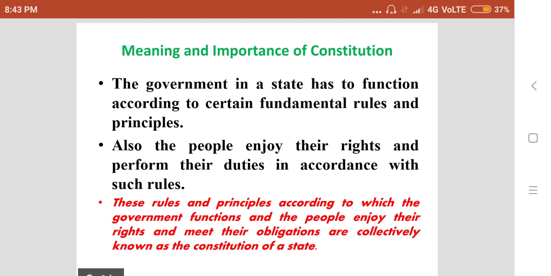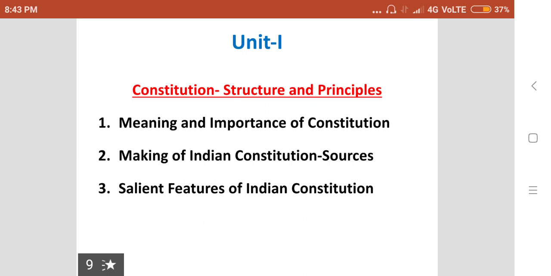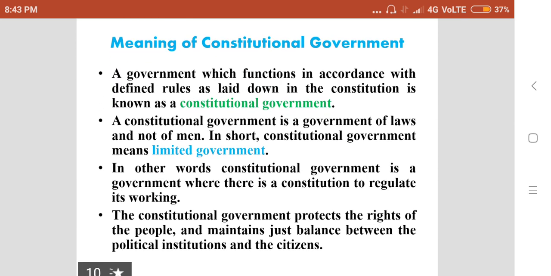So, these rules and principles according to which the government functions and the people enjoy their rights and meet their obligations are collectively known as the constitution of a state. And we should also know the meaning of the constitutional government. Why? Because constitution is very essential for the government.